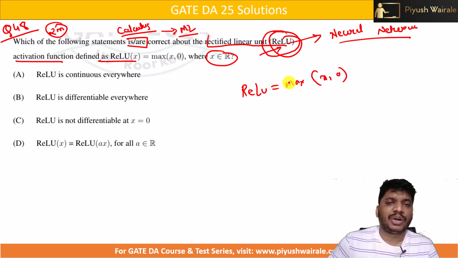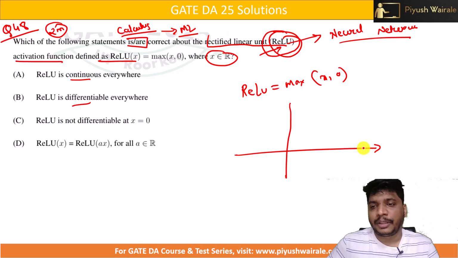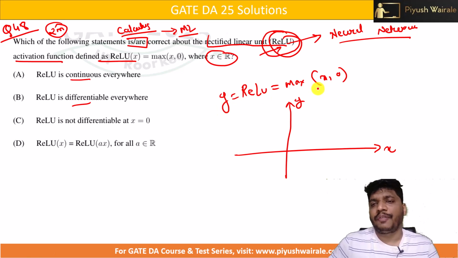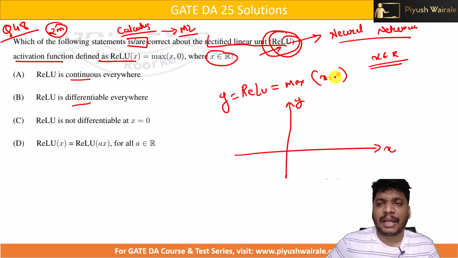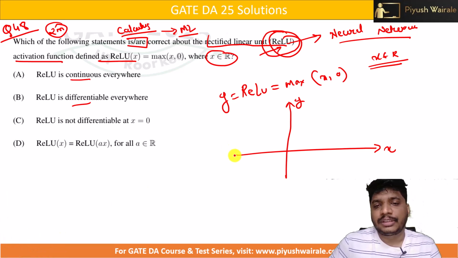But this question is based on a simple calculus topic as well, because we need to check whether it's continuous or differentiable or not. So if I draw a graph for this function, here we have y, here we have x. Maximum of x comma 0, and x belongs to all the real numbers. If I put a number less than 0, let's say minus 1, minus 2, in that case maximum will be 0 only. So for all the negative numbers, it will be 0 only, like this.